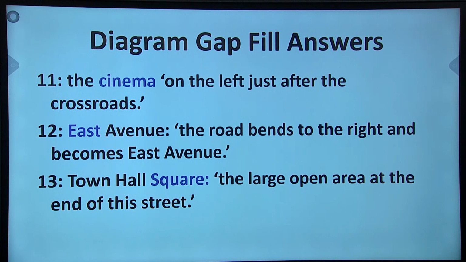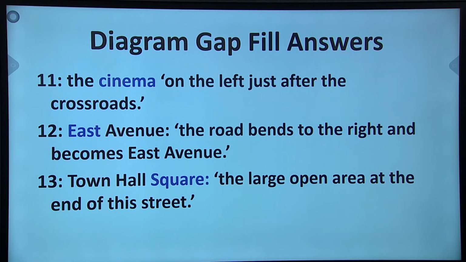East Avenue is number 12. That was the name of the road. The clue was this: the road bends to the right and becomes East Avenue. And the last one, 13, was Town Hall Square. Square was the missing word because it said it's the large open area at the end of this street. So these are the clues that led you to get the correct answers, hopefully.